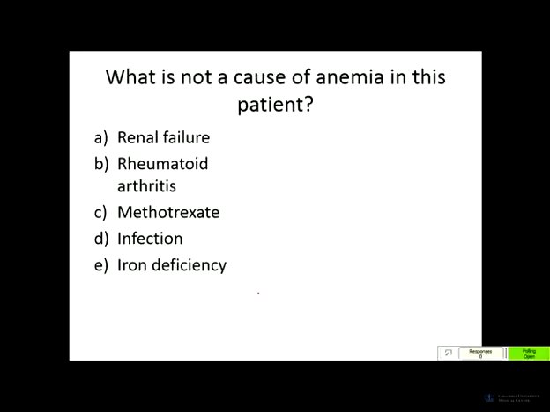So, in this patient, what is not a cause of anemia? And since you guys are talking so well with each other, we can do that again.